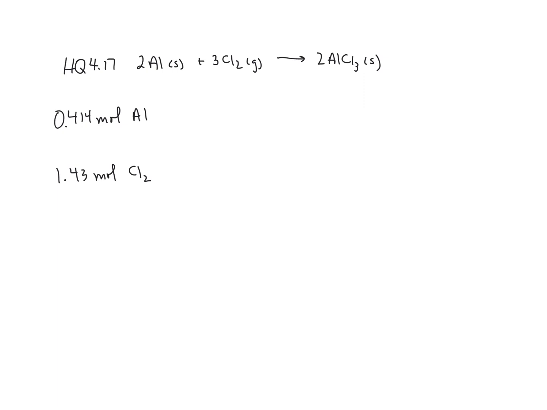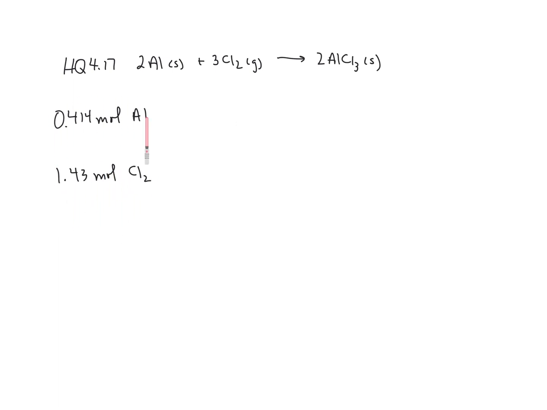Question 4.17 from Module 4 homework. They give you the following reaction: 2 moles of aluminum react with 3 moles of chlorine gas to produce 2 moles of aluminum chloride. And they ask how many grams of excess reactant are left over at the end of this reaction, based on having 0.414 moles of aluminum in the reaction and 1.43 moles of chlorine in the reaction.